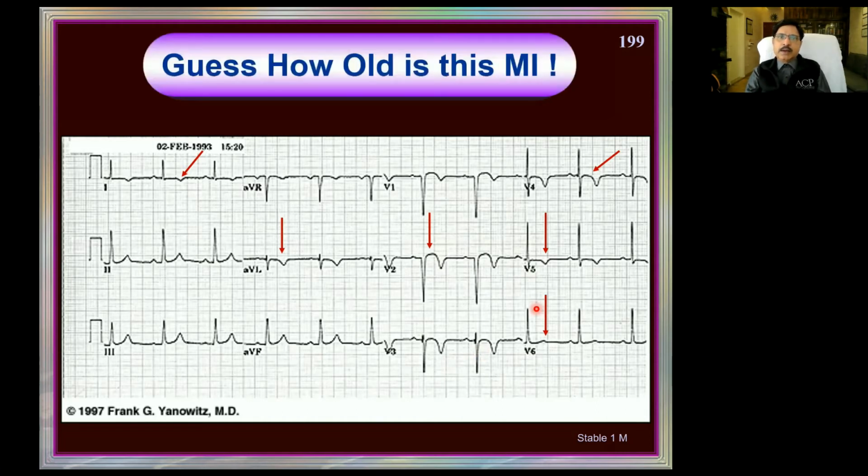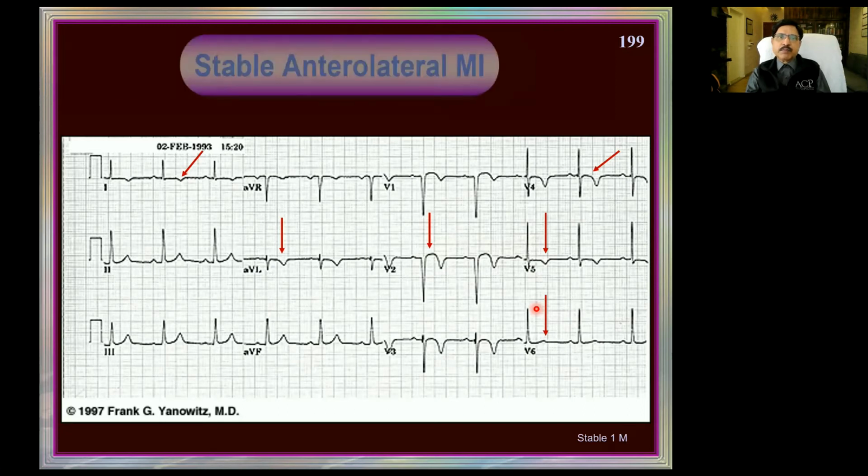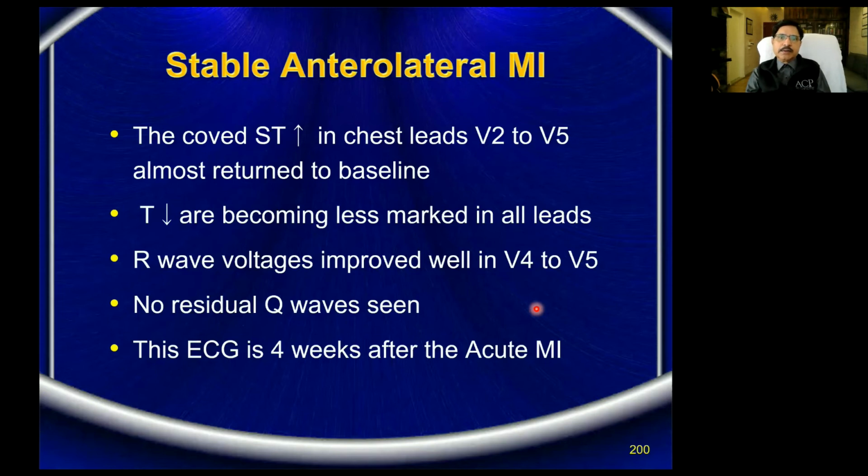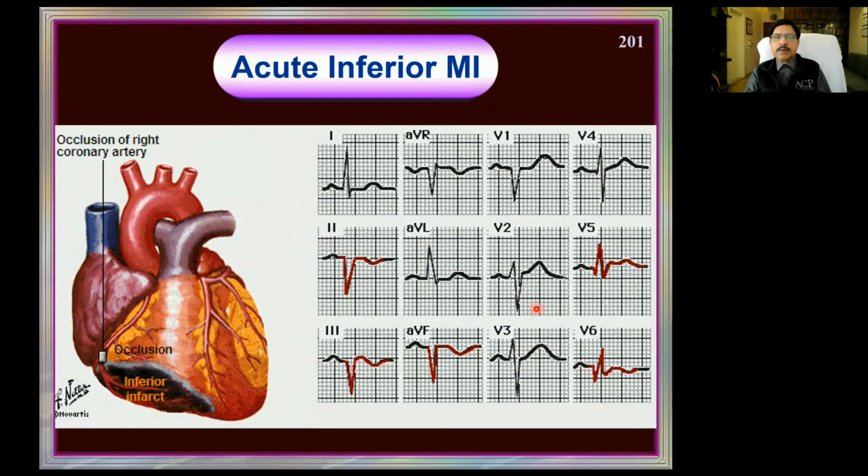This is a little older infarct, maybe around a month or so. Stable anterolateral myocardial infarction, maybe around a month. These are the residual changes. No Q waves are seen, no residual Q waves 4 weeks after the acute MI.